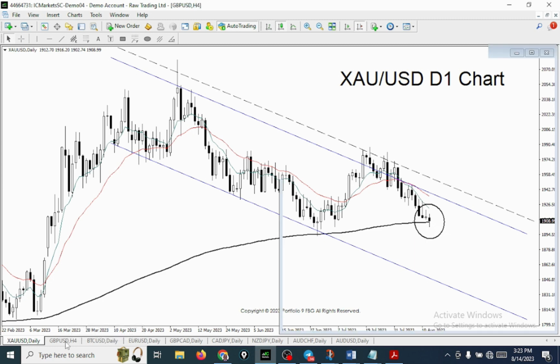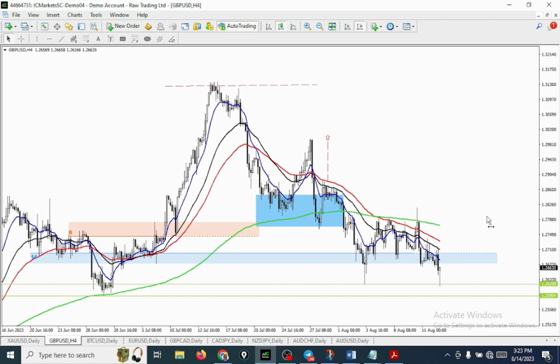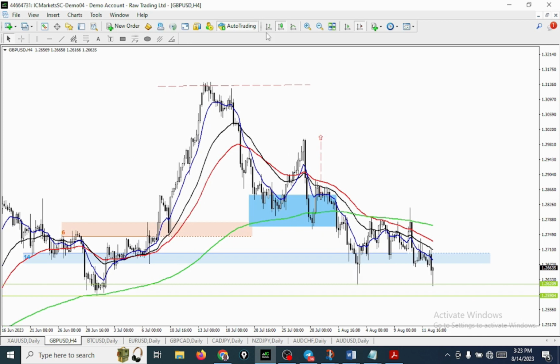Now the next instrument we're going to look at is GU. GU, technically speaking, is downtrending. Guys, we know that this market is downtrending, and what we're seeing here is what I call a descending triangle. A descending triangle will ultimately break to the downside.